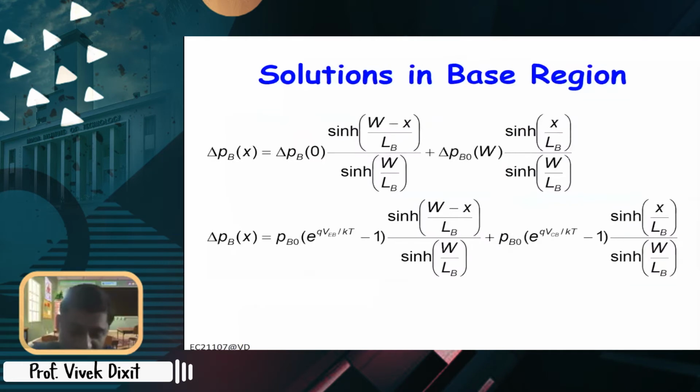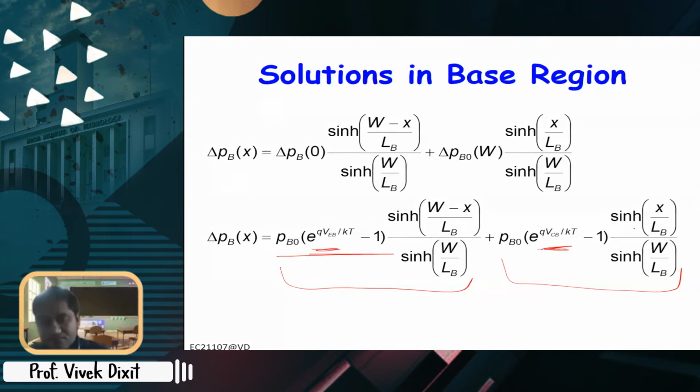So when you substitute, you will get delta P will be PB naught times exponential QVBE by KT minus 1 times sinh by sinh. So this is due to the base-emitter bias, and this is due to the base-collector bias. So you can note here, if your base-emitter is forward biased, this term will dominate. And if VCB is 0, if you don't apply any bias, then this term will go to 0 because e to the power 0 is 1.